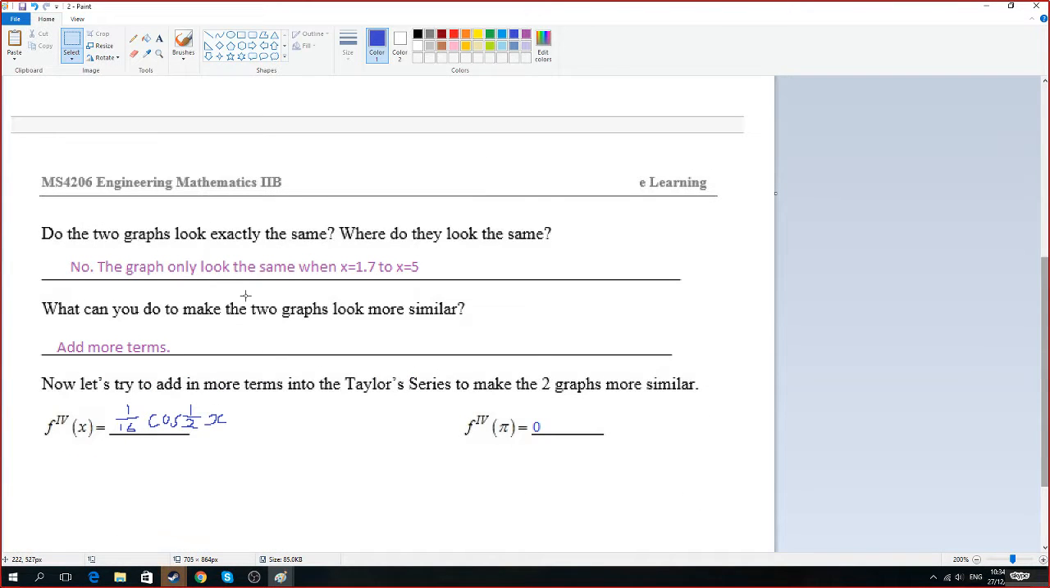After we input the values into the website, we found out that the graphs don't look exactly the same. They only really look alike from x equals 1.7 to x equals 5. We think that more terms should be added into the equation so that it will look much more similar to the original function.